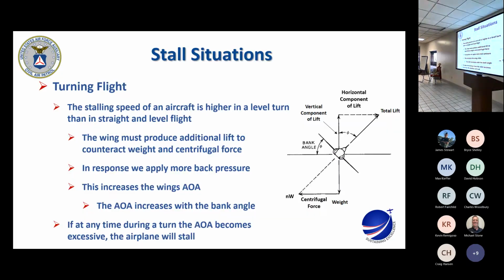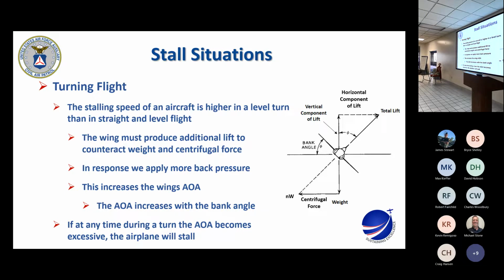Okay, so you ready to move on? All right. Okay, so the third stall situation is a turning stall. We've talked a lot about this. So a turning stall, the stalling speed of an aircraft is higher in a level turn than in a straight level flight. And it's because you have to produce more lift.